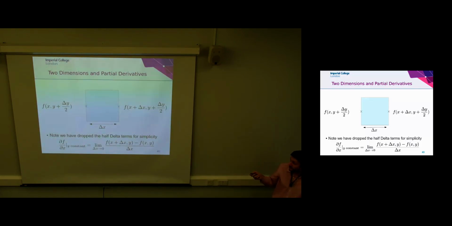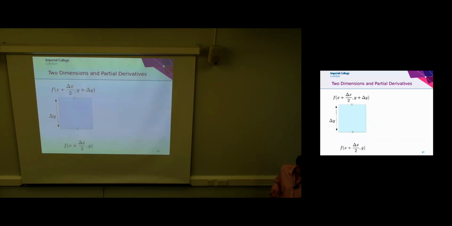Now one thing we've done here is we've actually used the same value of y in both cases. So we've got y constant, and this is a partial derivative effectively. Now every partial derivative you see implicitly is holding the other variables constant. So df by dx is the partial derivative with respect to x, where y is held constant. And I've just written that explicitly here.